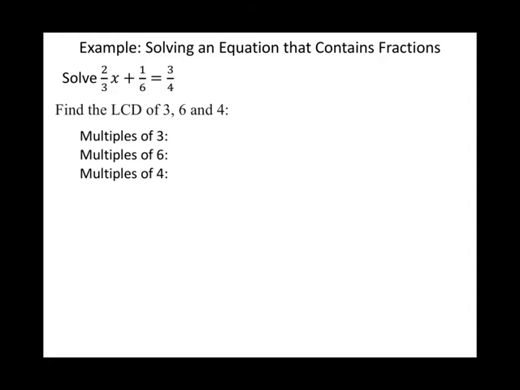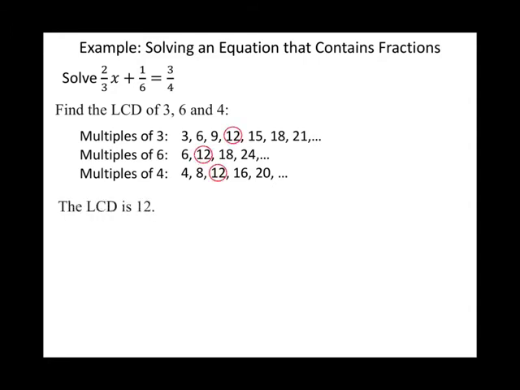For the first one, multiples of 3: I have 3, 6, 9, 12, 15, 18, 21, and so on. Multiples of 6: I have 6, 12, 18, and 24. Last one, multiples of 4: 4, 8, 12, 16, and 20. I just list all the multiples of the denominators. Now I'm going to find which one is the smallest common multiple, which is going to be 12. So my LCD is equal to 12. This is the first step: find the LCD.